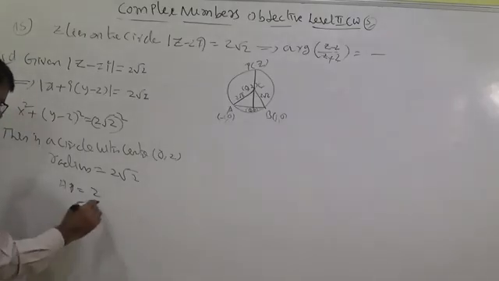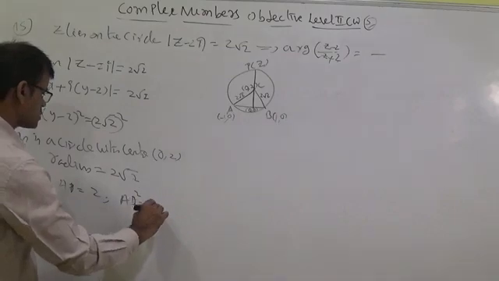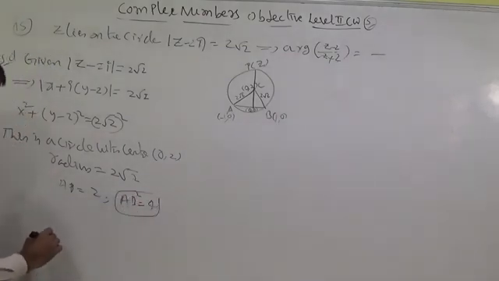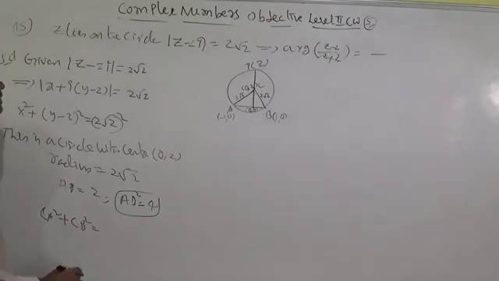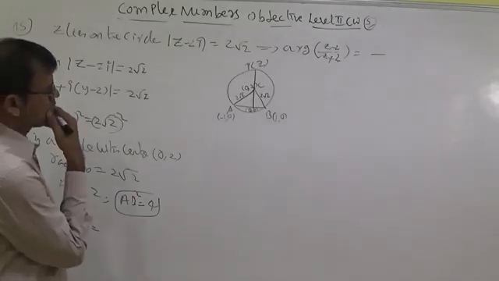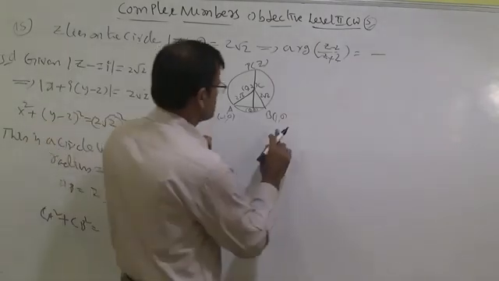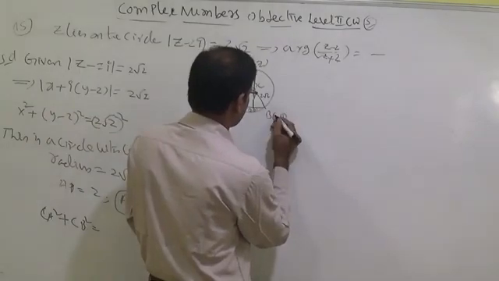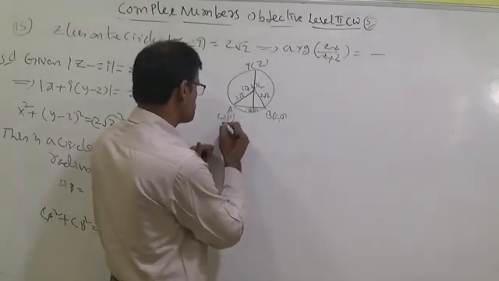AB is equal to 2, students, it is okay. AB square is equal to 4. Next, write like this: CA square plus CB square, meaning this is 1 plus 4, root 5. It is not 1, maybe it is 2, because 2 root 2 you should get, students. 2 root 2 you should get.